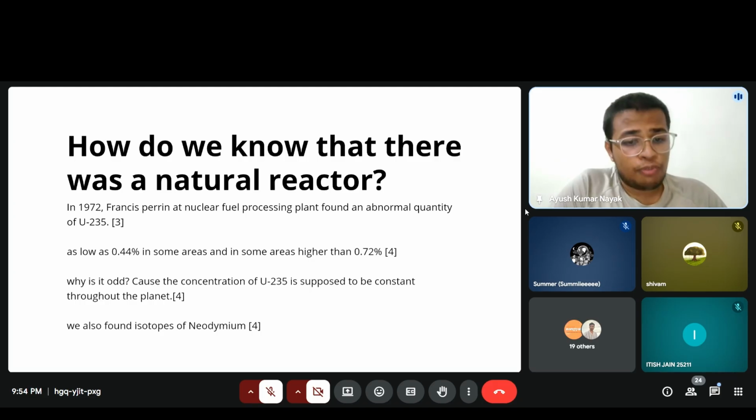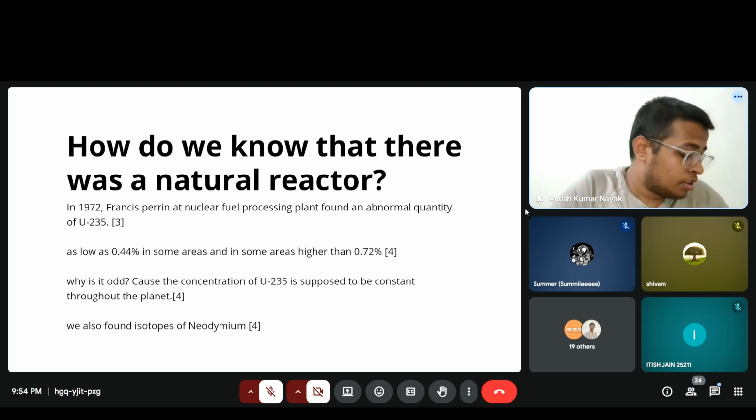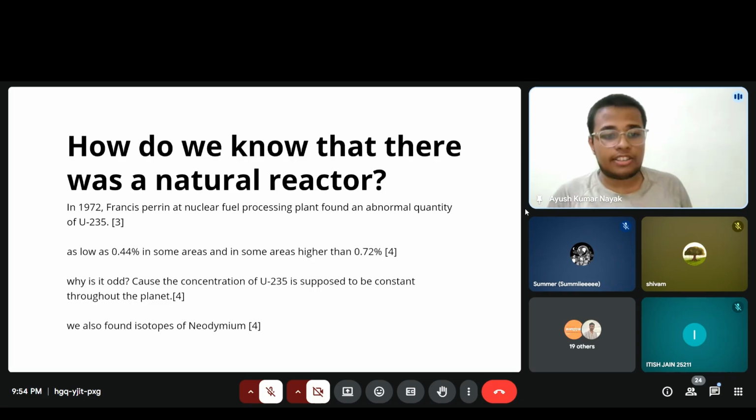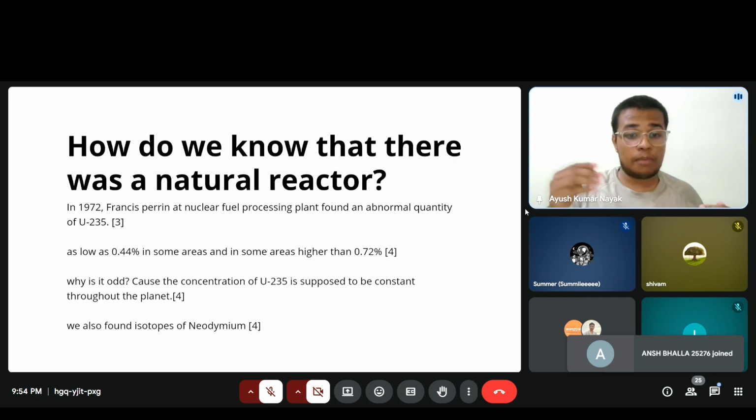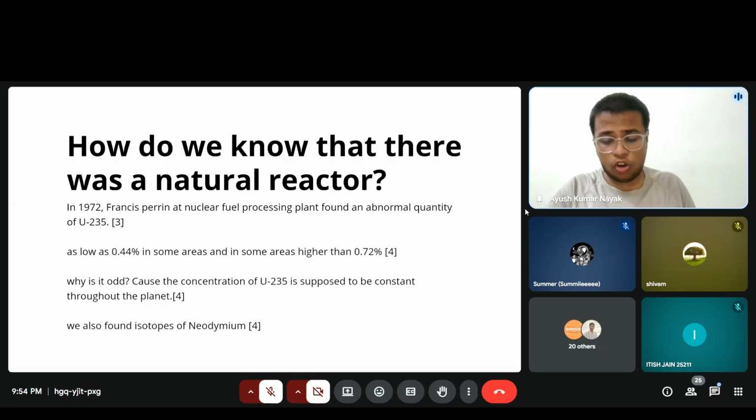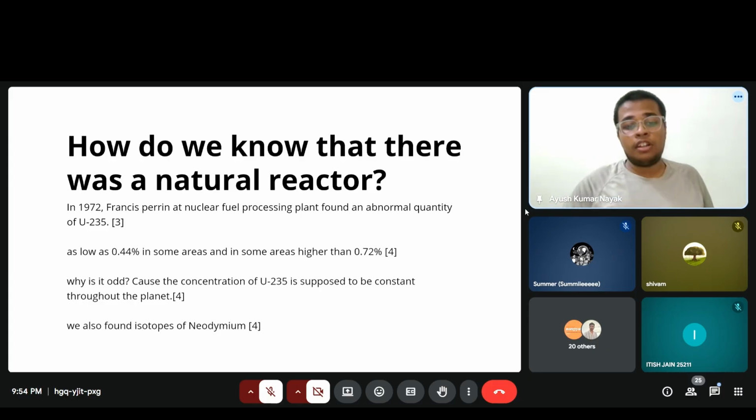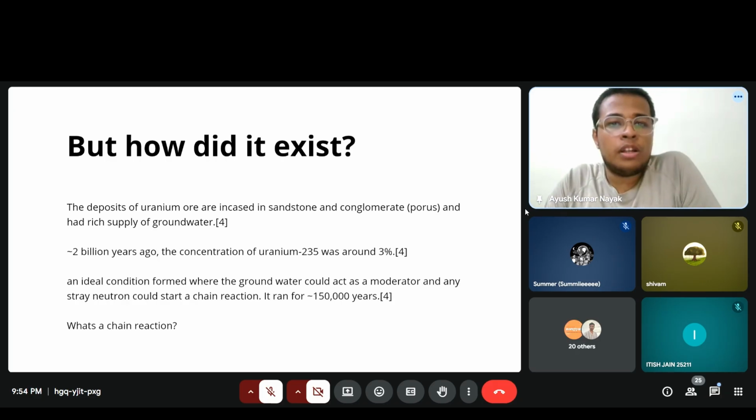And we also found that there were isotopes of neodymium. These are evidence that some areas have really low concentration of uranium-235, some have a higher concentration than normal, and there are isotopes of neodymium that can only arise from nuclear fission. This suggested that there must have existed a natural reactor at the site at Oklo. But how did it exist?